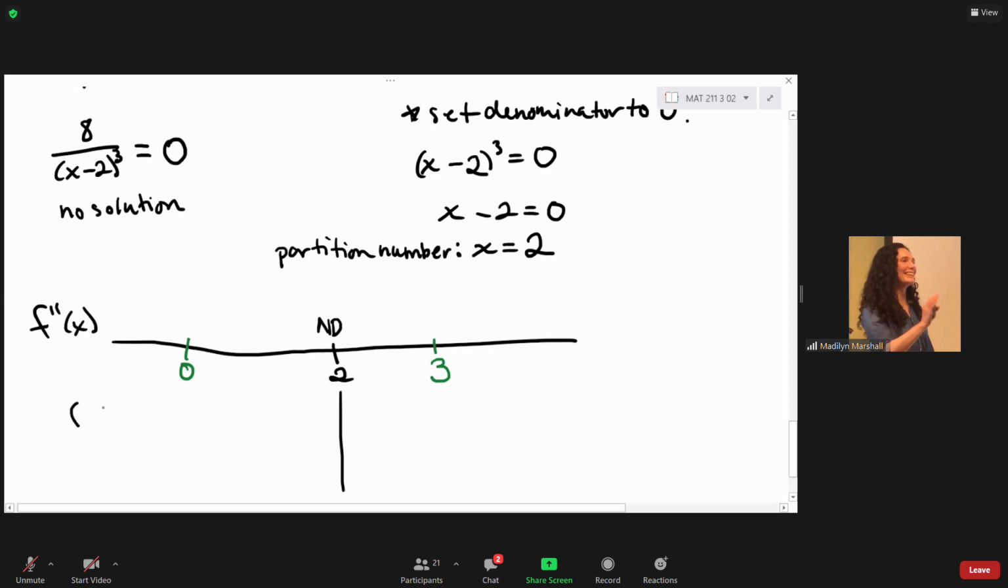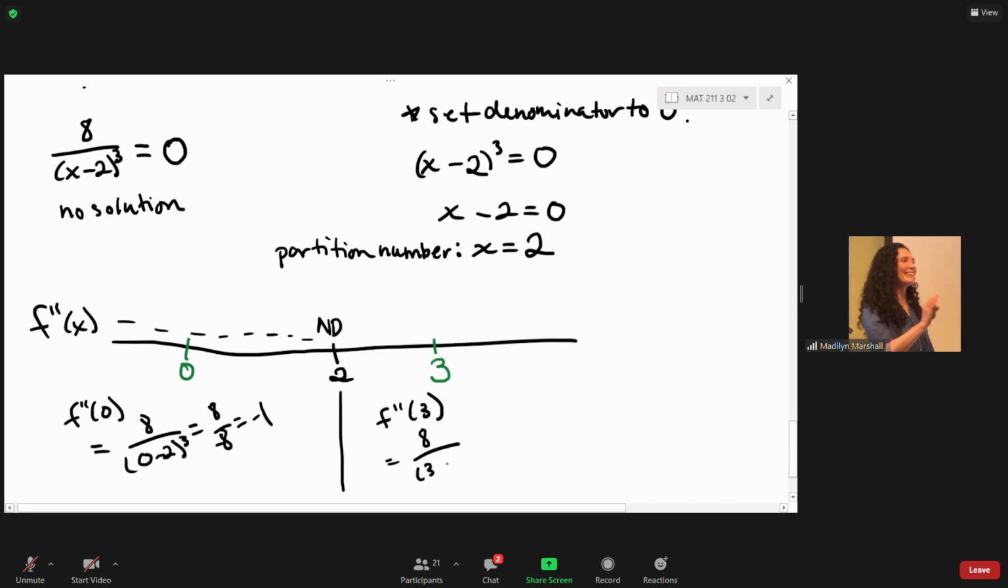So f double prime of 0, 8 over 0 minus 2 cubed is going to be 8 over negative 8, which is negative 1. And f double prime of 3, 8 over 3 minus 2 cubed. That denominator is just 1. And so we're positive here.